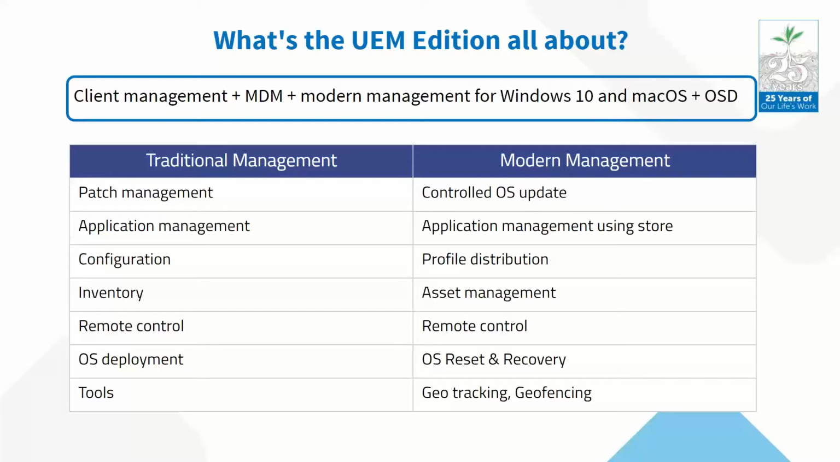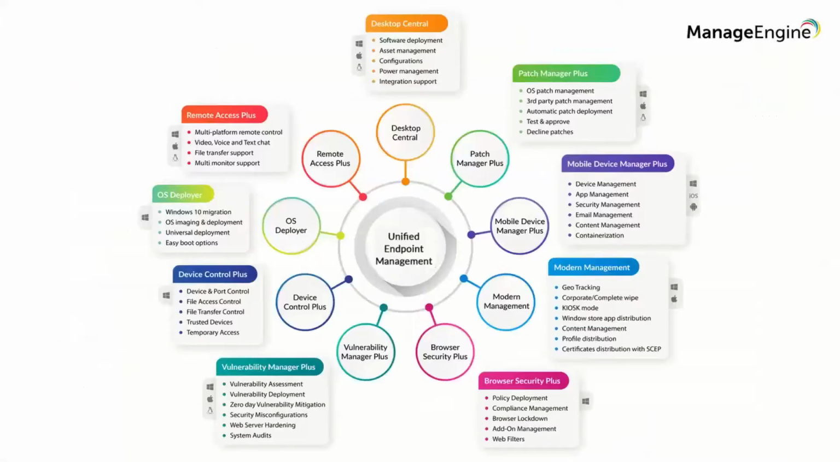So all these features together, from the traditional management to the modern management that we have right now, are available under the same roof. That's what unified endpoint management is all about. From traditional patching to controlled OS updates, from remote control to a remote management type of approach, from configuration deployment to profile distribution to those devices, geo tracking and fencing, and modern management. This is the whole idea about Desktop Central, managing both the traditional and modern way of managing these operating systems. So these are the features available as part of Desktop Central Unified Endpoint Management.